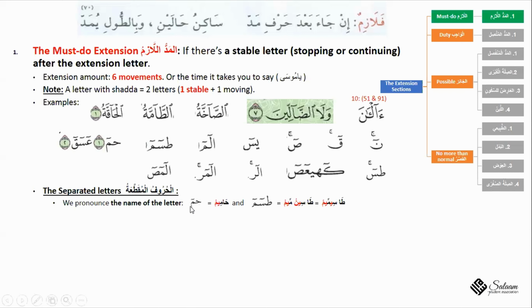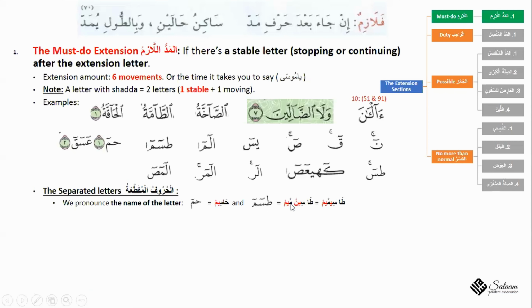Like Hamim. What I did here, I did not just pronounce Ha and Mim. I said the name of the letter, Ha, and then Mim, like this. Ha, Alif, Mim, Ya, Mim. This is what I actually pronounced. But it's written this way. And another example, Ta, Sin, Mim. What I said: Ta, and then I said Seen, and then I said Meem.